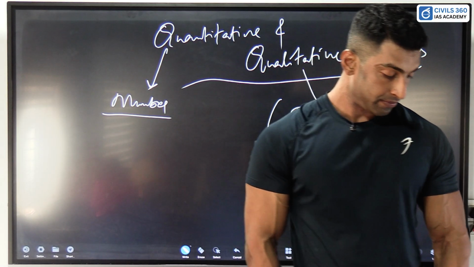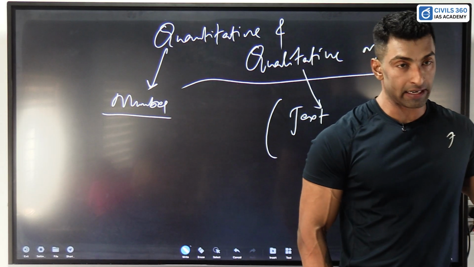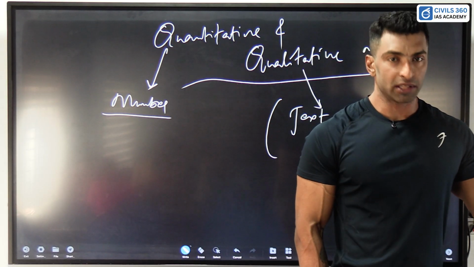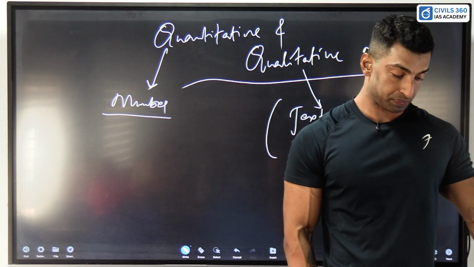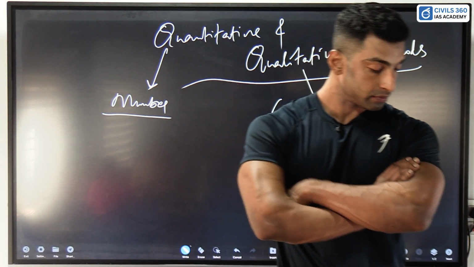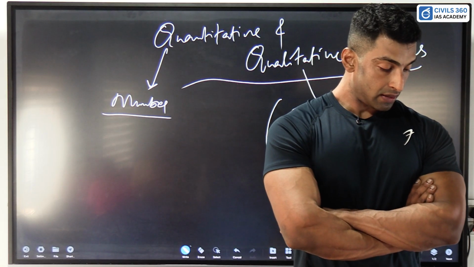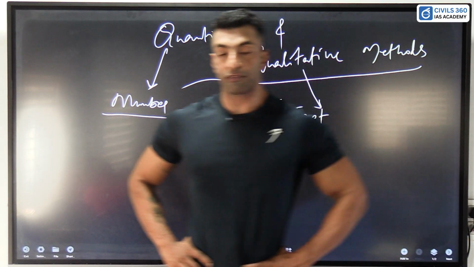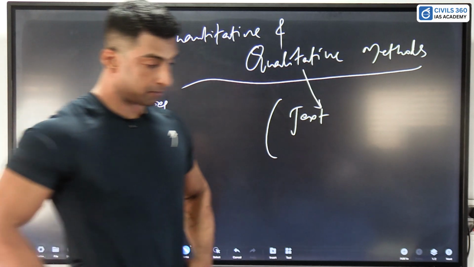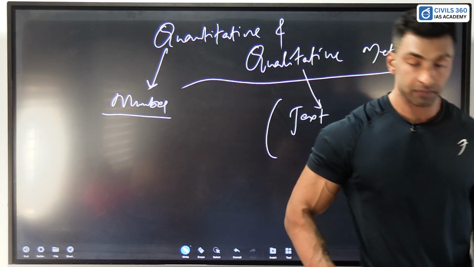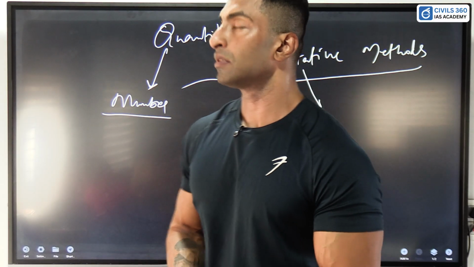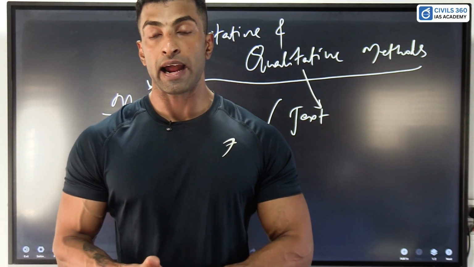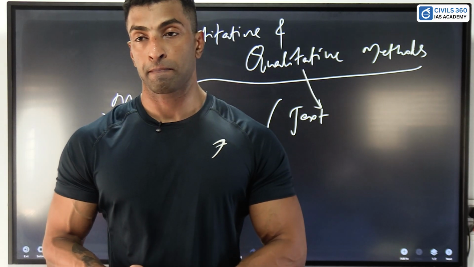Now next paragraph. Quantitative methods suffered from a number of limitations too. Under the heading disadvantages, write the paragraph: quantitative methods suffered from a number of limitations too. First one: these methods cannot be applied for studying social phenomena which are based on non-measurable attributes.